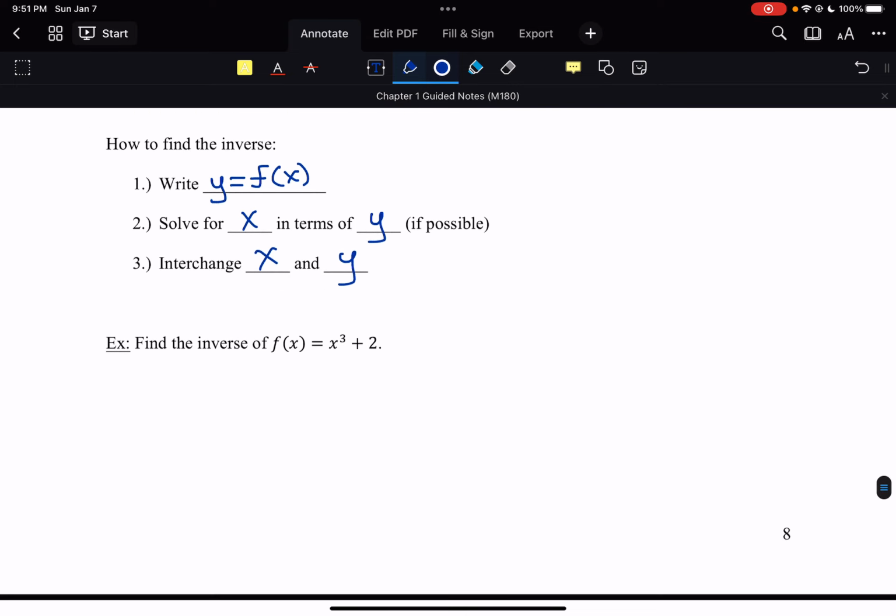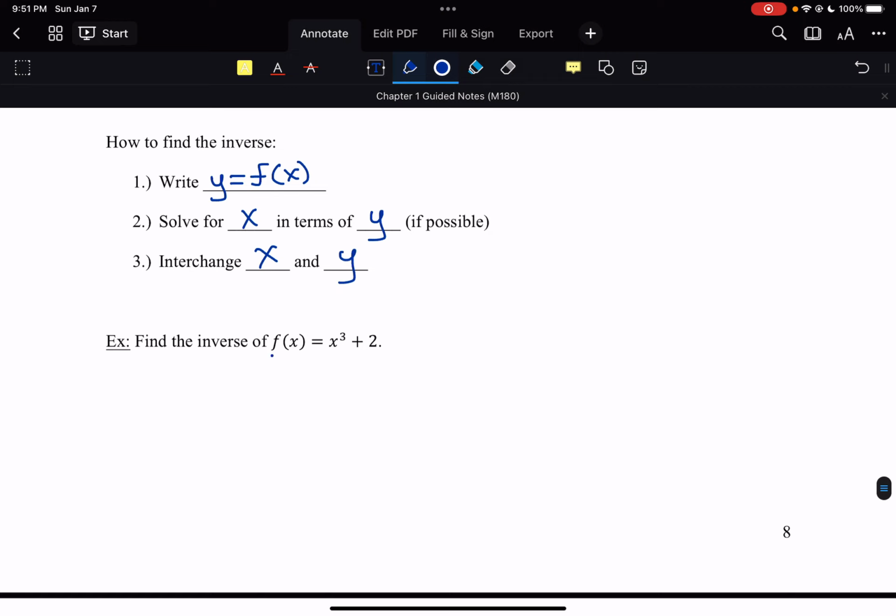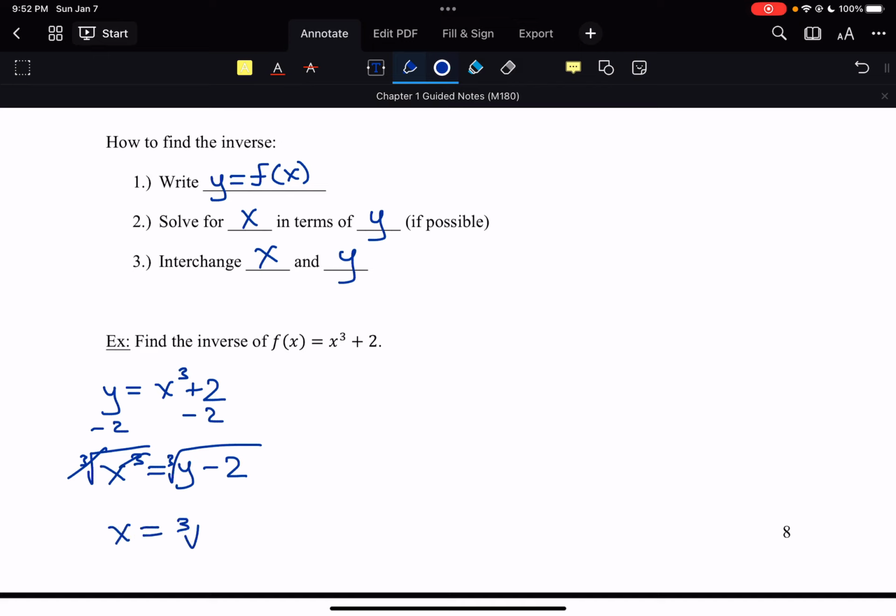For example, if we want to find the inverse of f of x equals x cubed plus 2, we'll go ahead and put that as y equals x cubed plus 2. And let's solve for x. So we're going to subtract the 2. We need to get an x by itself, so we're going to take the cube root to undo that cube. So we're going to have x equals the cube root of y minus 2.